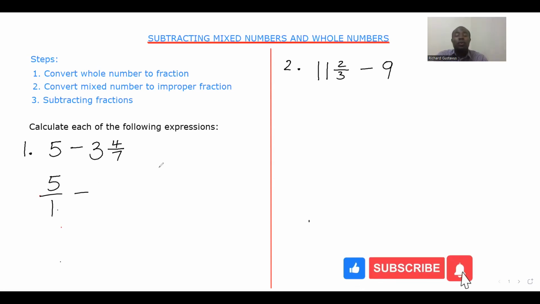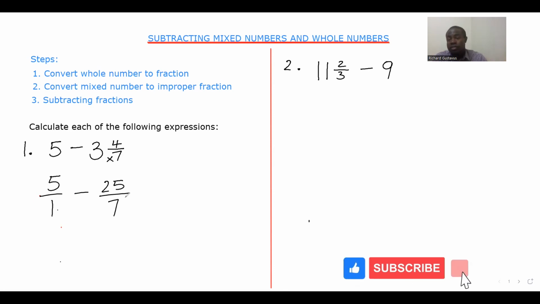Afterwards, we're going to convert our mixed number to an improper fraction. We do that by multiplying the denominator and the whole number, which is 7 times 3. That will give us 21, which is our product. Then we add our product to the numerator, which is 4. So it's 21 plus 4. That will give us 25 over 7.